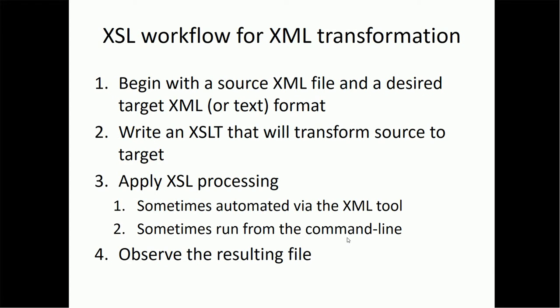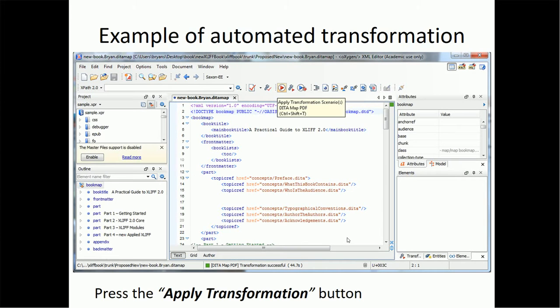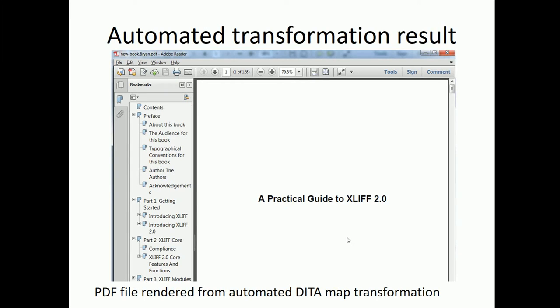To convert XML from one format to another, you begin with a source XML format and a desired target. You write an XSLT that will transform the source to the target. You apply XSL processing, sometimes automated via the XML tool, and sometimes you just run it from a command line, and then you get a resulting file. This is an example of a tool that has the XSL embedded in the tool, so all you really need to do is press the Apply Transformation button, and you get the transformation, in this case a PDF file.